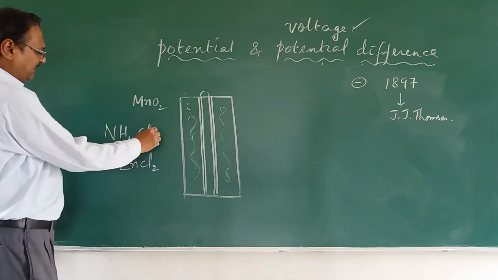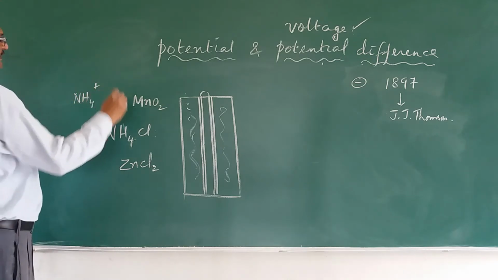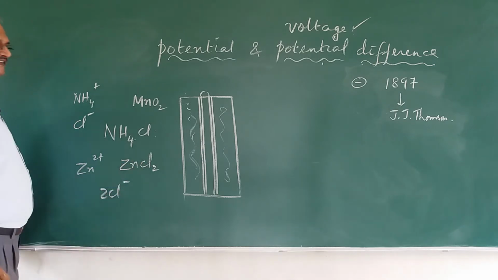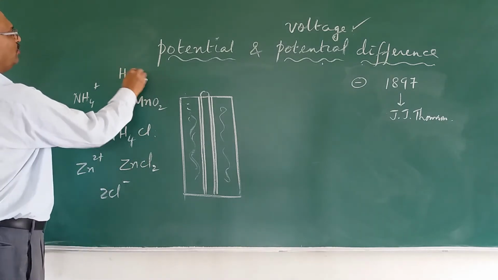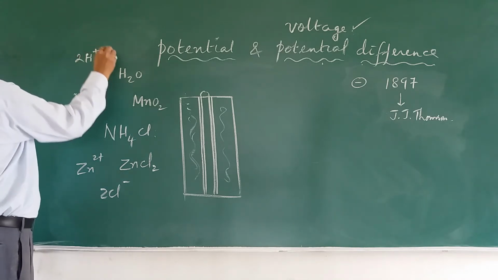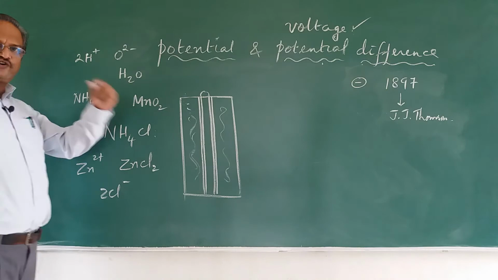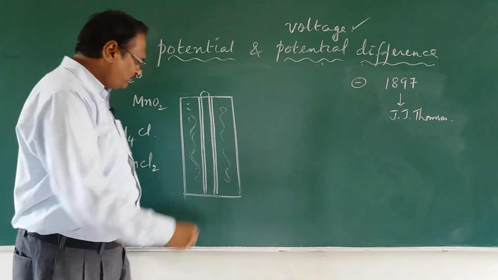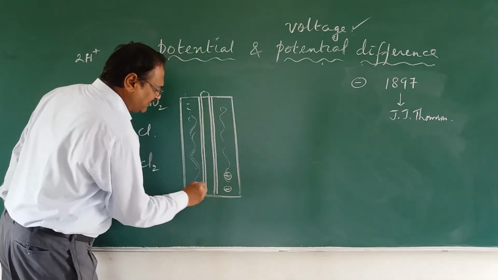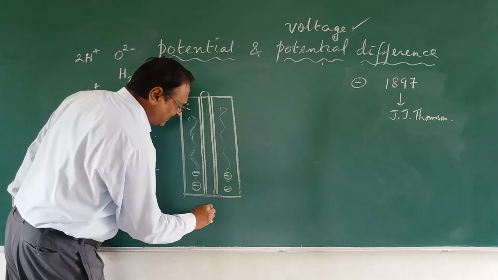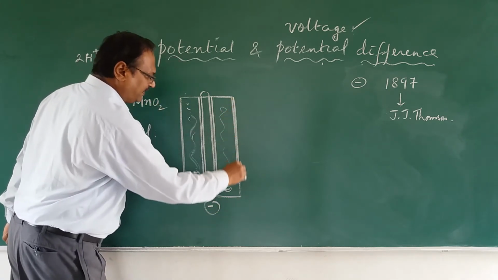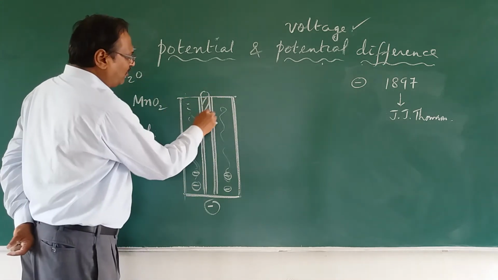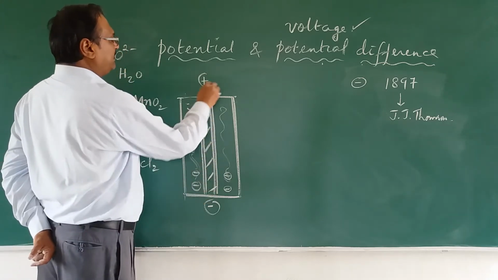Okay, so NH4Cl will become NH4+ and Cl-, zinc chloride gives Zn2+ and 2Cl-, and also water, H2O, gives H+ and O2-. All these ions are there. When the ions are breaking, the free electrons will come out, and those free electrons will get collected near the negative terminal. The zinc cup I have taken will act as the negative terminal, and the carbon rod will behave as the positive terminal.